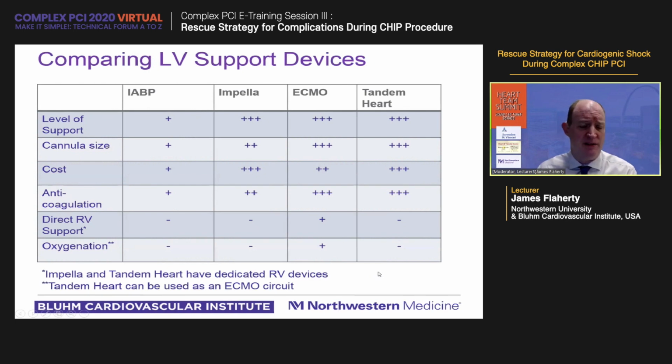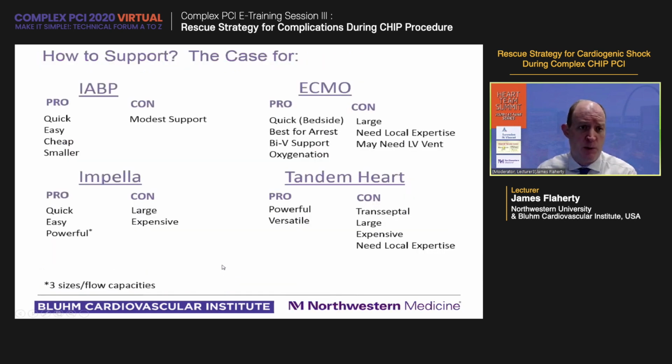Here's some comparison of the different devices, the level of support. Certainly the balloon pump is the least LV support. The other devices have larger cannula size. They're associated with more cost. ECMO can provide RV support and oxygenation. Some more pros and cons. The balloon pump is quick, easy, cheap, but it's only modest support at best. And Impella is quick, easy, and more powerful. It is larger bore and more expensive.